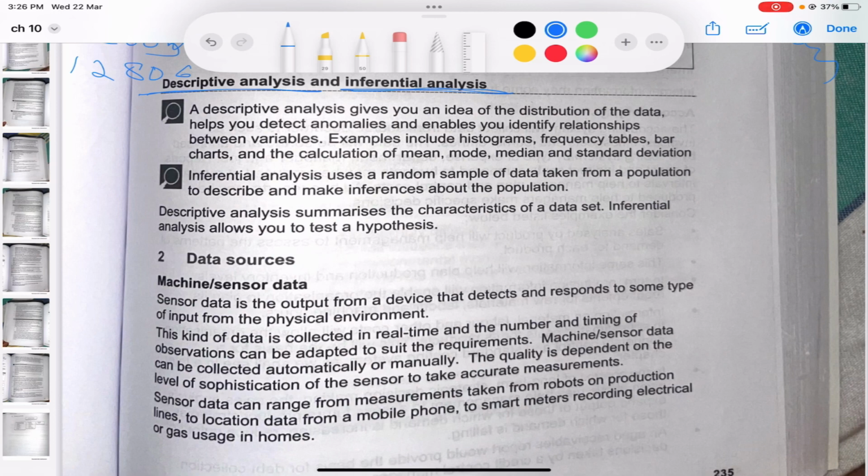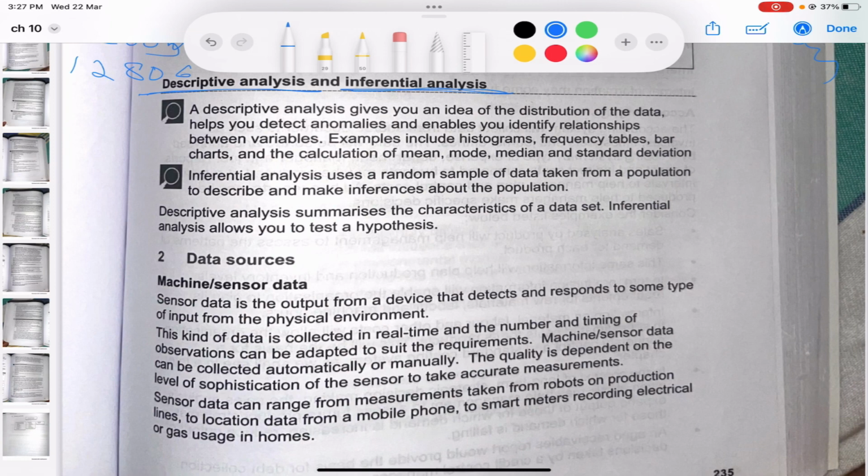A descriptive analysis gives you an idea of the distribution of the data, helps you detect anomalies, and enables you to identify relationships between variables. Examples include histograms, frequency tables, bar charts, and calculation of mean, median, mode, and standard deviation. Inferential analysis uses a random sample of data taken from a population and makes inferences about the population. Descriptive analysis summarizes the characteristics of a data set. Inferential analysis allows you to test a hypothesis.